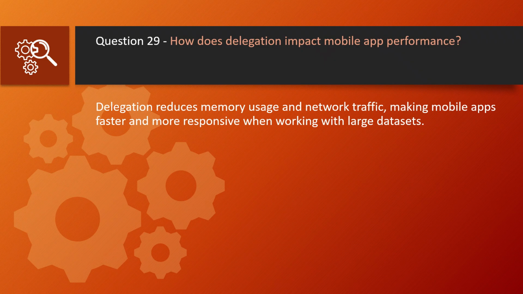How does delegation impact mobile app performance? So in this way delegation reduces the memory usage and the network traffic. It also makes the mobile apps faster and more responsive when working with large data sets.